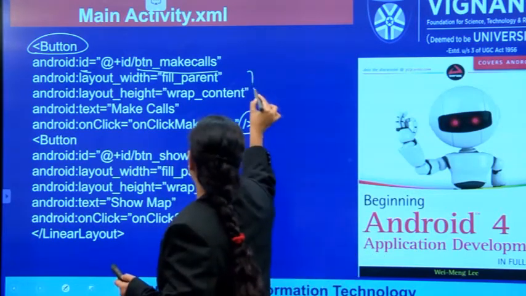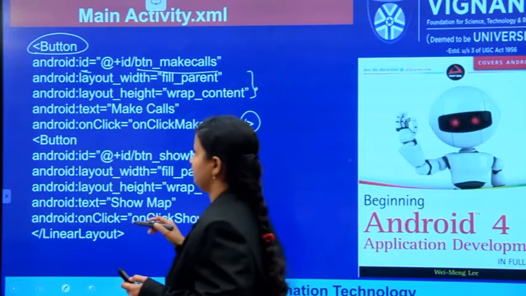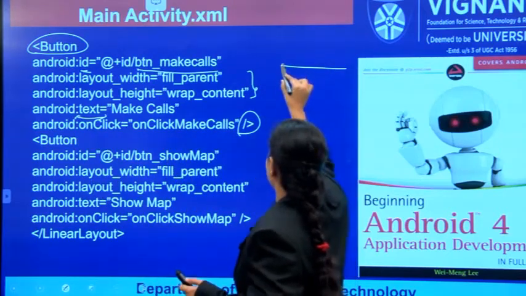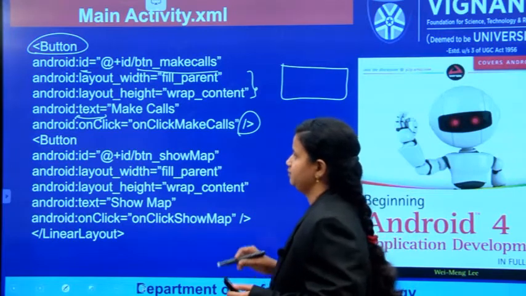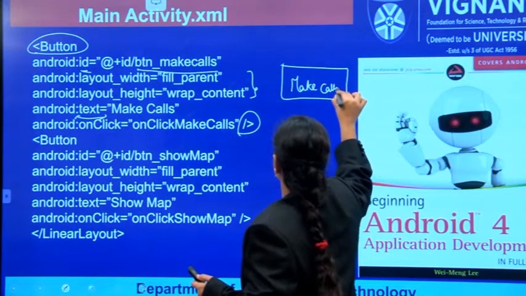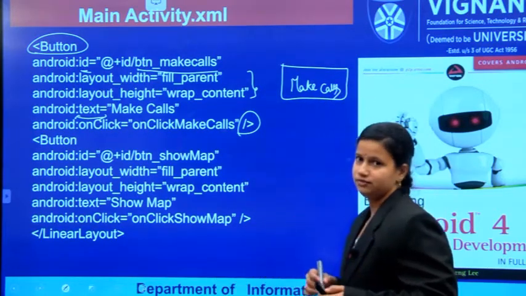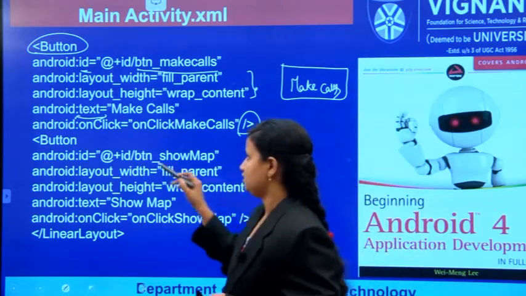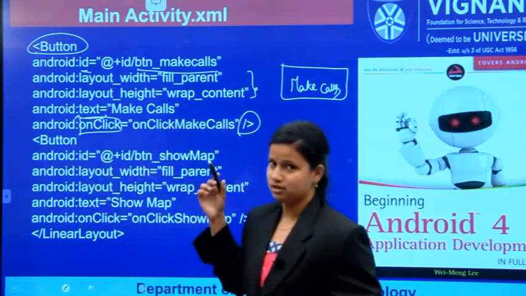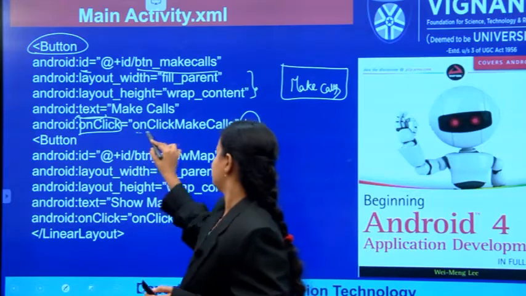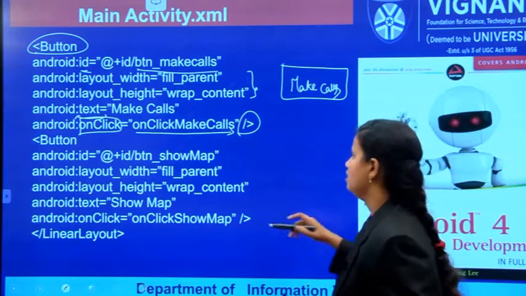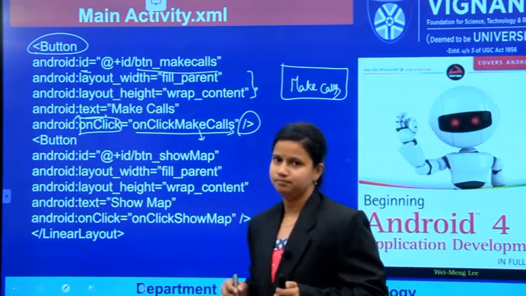And next thing is width and height to set the properties of your button. And next one is text. The text is nothing but the button name that will appear on that button. So the button will display the text make calls. And next one is on click make a call. The on click is the action we have to perform. When we perform a click, it will call a corresponding method, on click make a call. The method name is on click make a call.